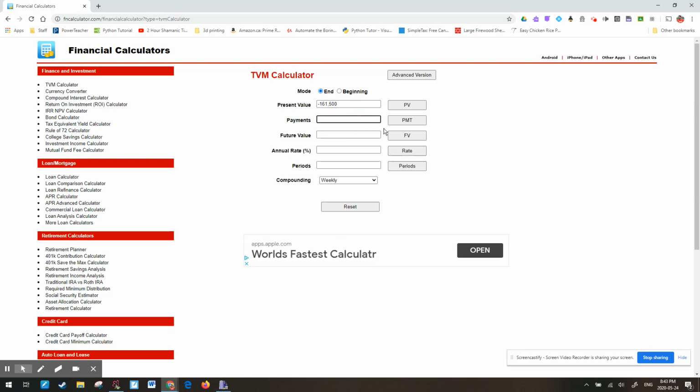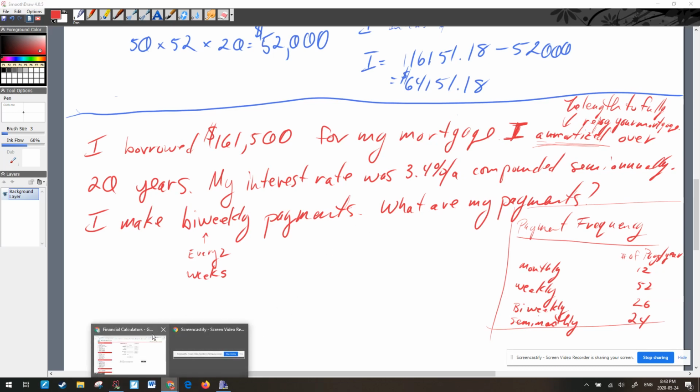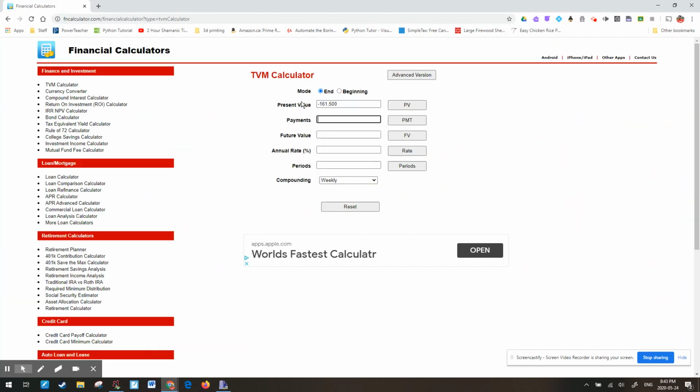Payments is what I want to figure out. I don't even know if I wrote that in over here. Let's write that down. I make biweekly payments. What are my payments? Okay, so if I make biweekly payments, how much are my payments? So that's my question. So come back here. I owed 161,500 to start with. I have made payments. I don't know what they are. I'm going to figure those out.